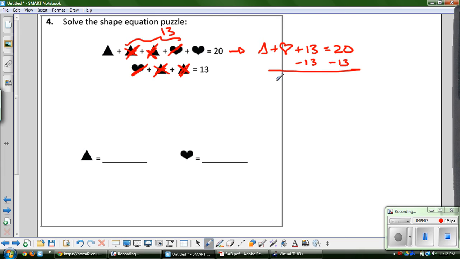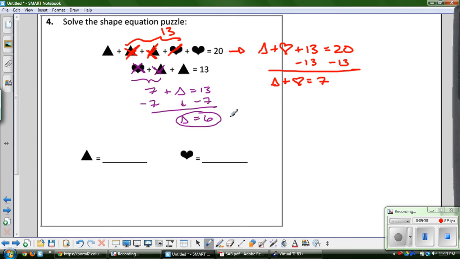Now this is important because now we can start doing some backtracking. Let's go back to this guy right here. Using the same kind of logic we started with, the triangle plus a heart is 7. That means if I take these 2 guys away, that's really the same thing as 7. So I get 7 plus a triangle is 13. Well, if I subtract 7 here, subtract 7 here, I can solve: the triangle in this case is equal to 6. If the triangle is equal to 6, that means the heart has got to equal 1.